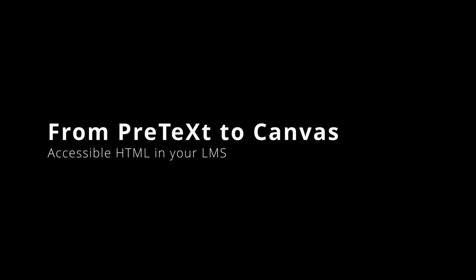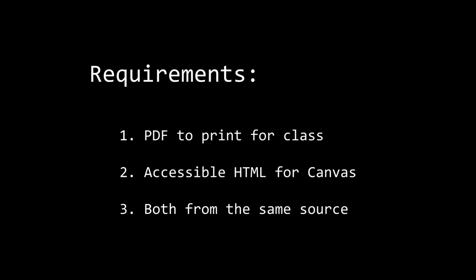So say you want to create an in-class activity for your students, and you want to be able to print out a copy to bring to class, or let students print a copy they find on Canvas, but you also want to post an accessible version to Canvas. And for that, you really need a web page version, something written in HTML. Luckily, with PreTeXt, you can do this from the same source. Let's see what that looks like.